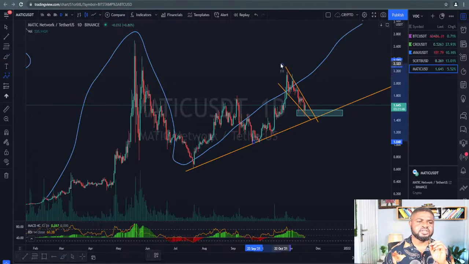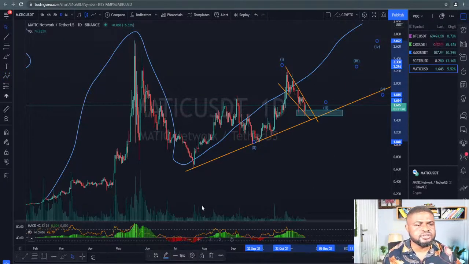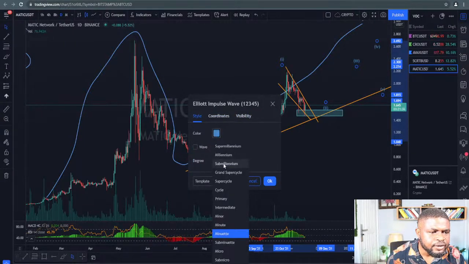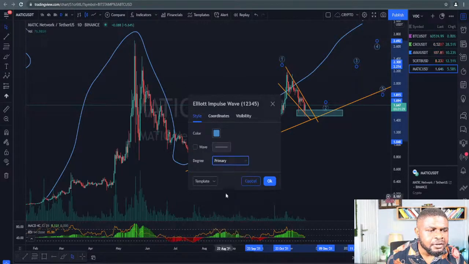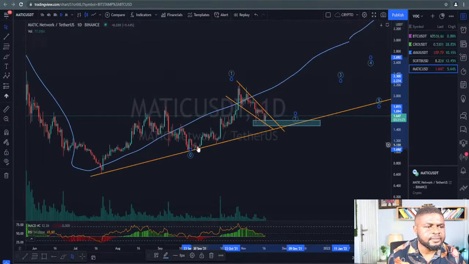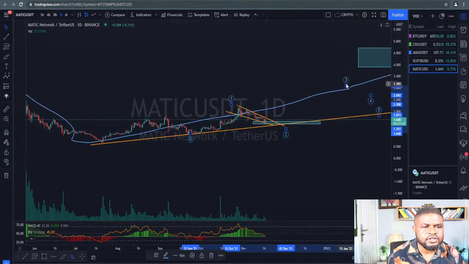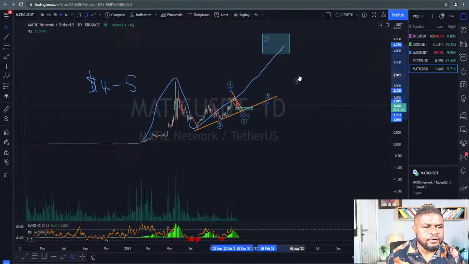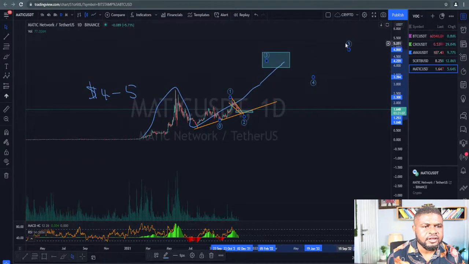That's one. Let me just try to see. I think I should change this, right? Let me try to change it from, what is the wave style, minute? Is this supposed to be the minor, intermediate? Okay, primary. Okay, let's use primary, right? 1, 2. I'm saying 3 should be around this level. Then we'll have 4 dip down before a completion of 5, right?